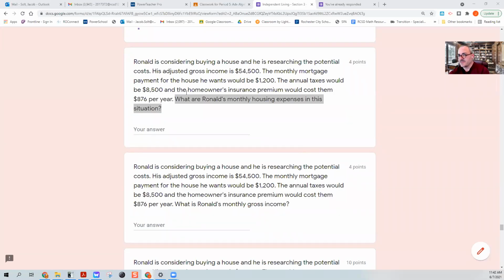All right, hopefully that was enough time to figure this out. Okay, the monthly housing expenses. Well, his adjusted gross income, that's not an expense right now. So I'm going to ignore this for now. I don't need this information right now.